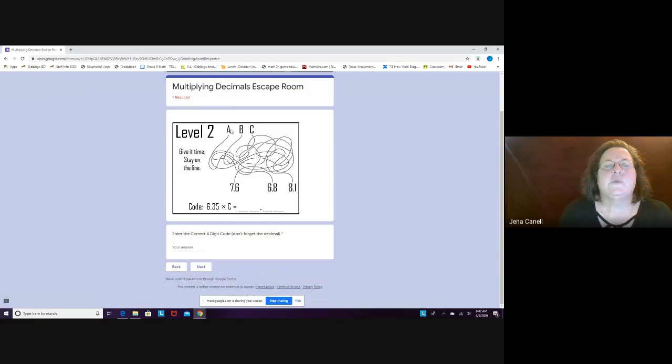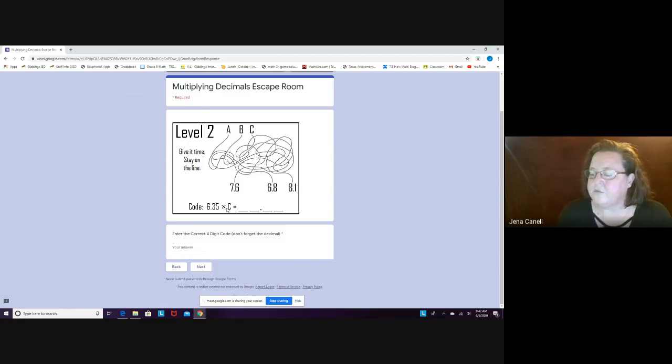Level 2. We have an A string, a B string, and a C string. Give it time, stay on the line. So we're looking for 6 and 3500ths times C. So what does C equal? We need to follow the line for C all the way around. Keep following it until you get to which number it links up with down here. Multiply these two numbers together.